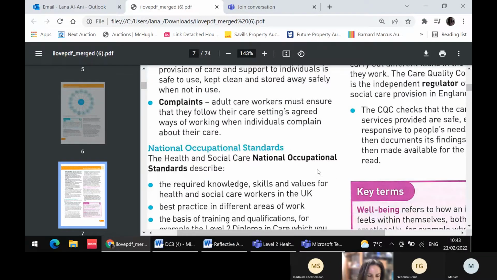And also complaints. What does it mean by complaints? An adult care worker must follow their care setting's agreed ways of working when an individual complains. So whatever your client complains about, you need to record it properly and pass it to your manager. You need to follow the policy and procedure. You shouldn't just ignore the complaint. You need to follow it exactly, write the details, collect the evidence, and pass it to the manager. So all this is very important.